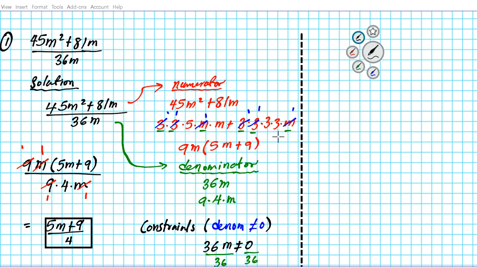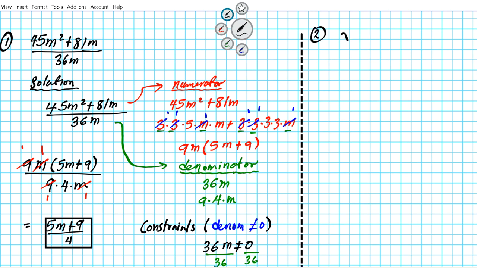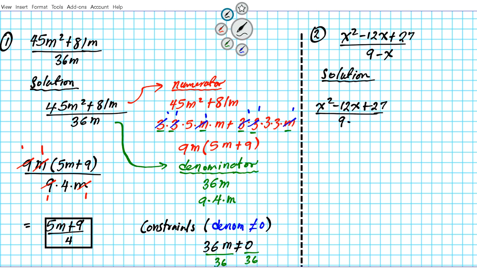Alrighty, let's try another example. Question number 2. Now for problem 2, what if we had the rational x squared minus 12x plus 27 divided by 9 minus x? Alright, so what we're going to do is exactly what we did with number 1. We're going to take the numerator and the denominator, factor them out completely, put it back in, and see if there's any factors in common that we can divide out.